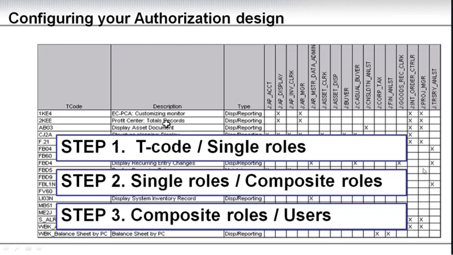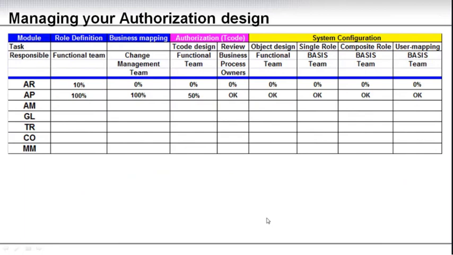So one single role can belong to multiple composite roles. This is not a one-to-one relation, and a user can be assigned multiple composite roles. It all comes down to your segregation of duty analysis. So with that, I hope it gives you a good idea of how the different elements work together, and you need to have someone who understands how to set up the authorization in SAP.